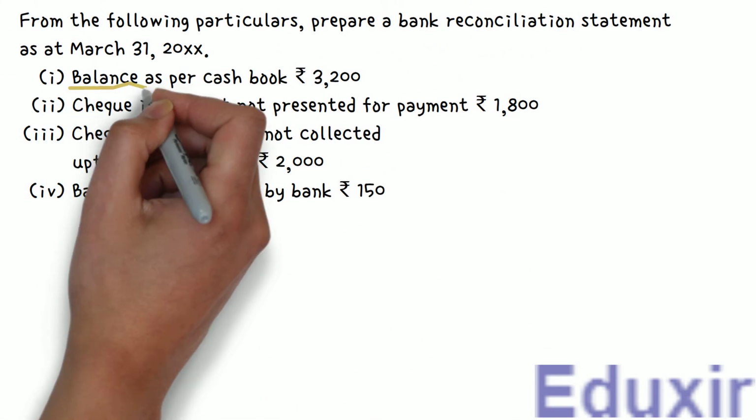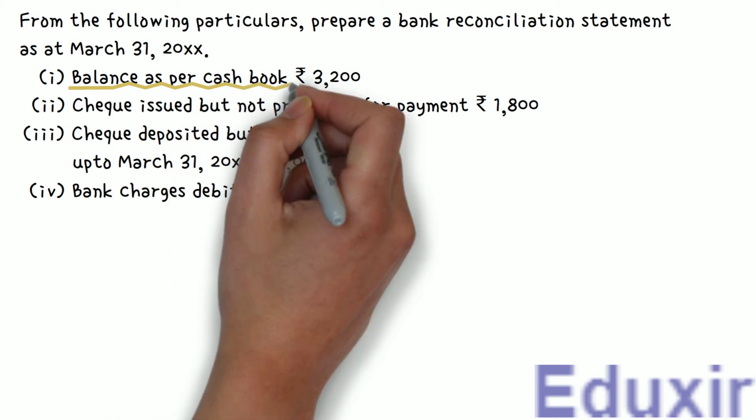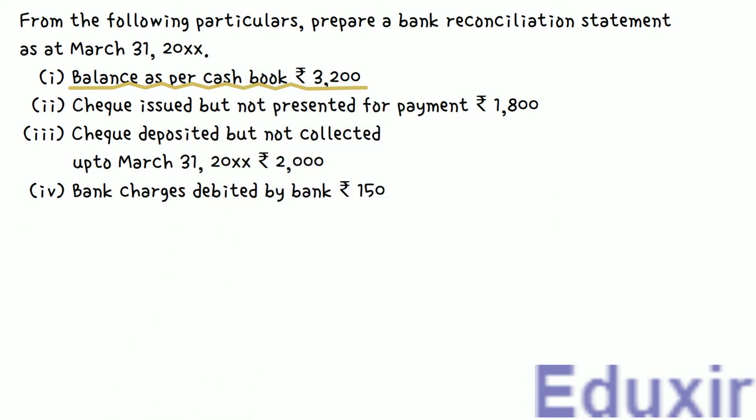Here, the balance as per the cash book is 3200 rupees. Note that this is a debit balance and represents the favorable balance. Also note that the balance as per the cash book is given, and we need to find the balance as per the passbook. Let us enter these details into the bank reconciliation statement.